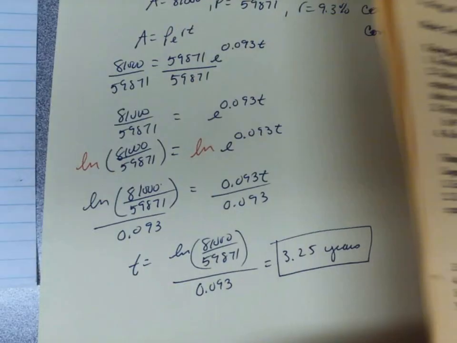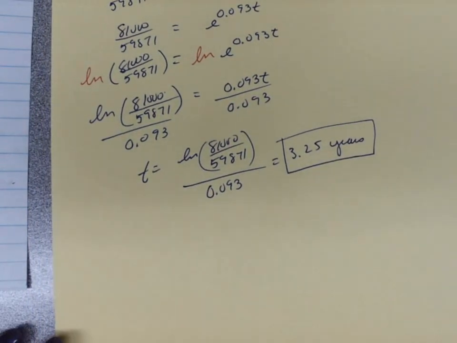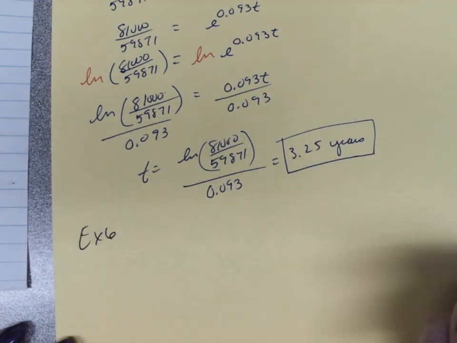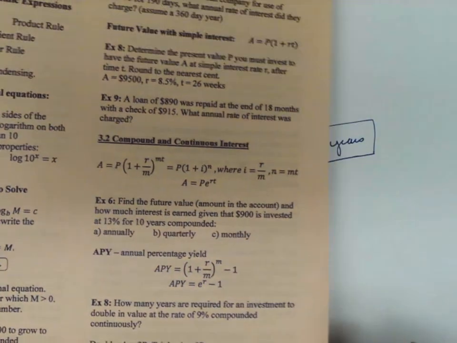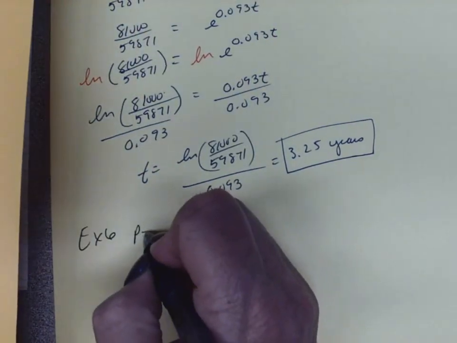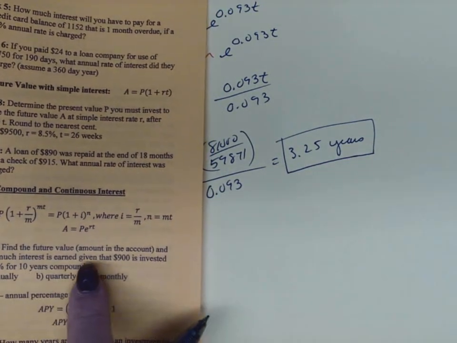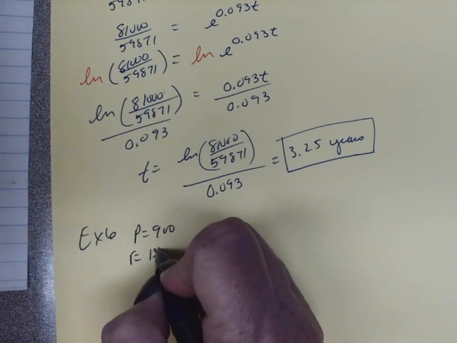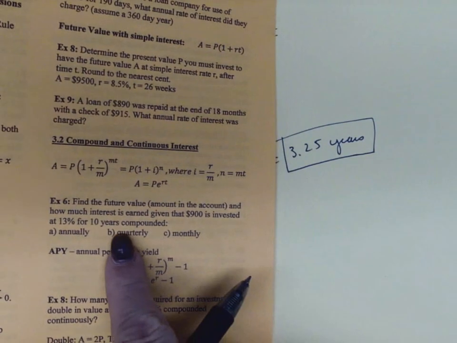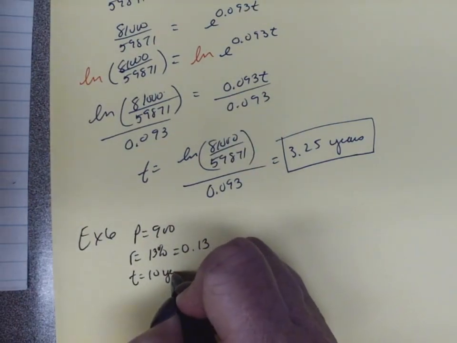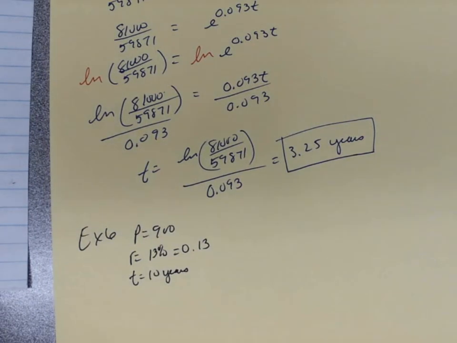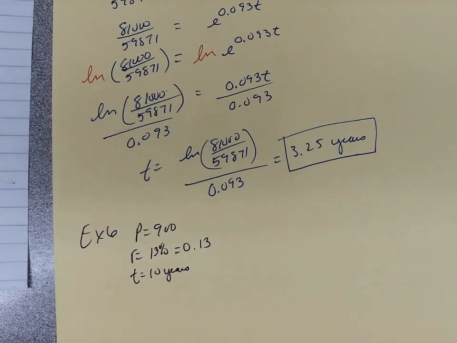All righty. So let's write what we found out in our problem. So for example 6, we were given a few things. So 900 is invested. So our P is 900. 13%, so R equals 13%, which again will be written as a decimal. For 10 years, that's our T. And then annually, M. M is going to change. That's the letter. It's like, okay, what letter is left?